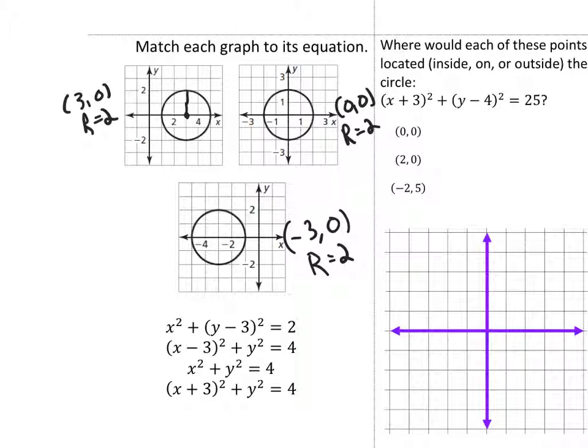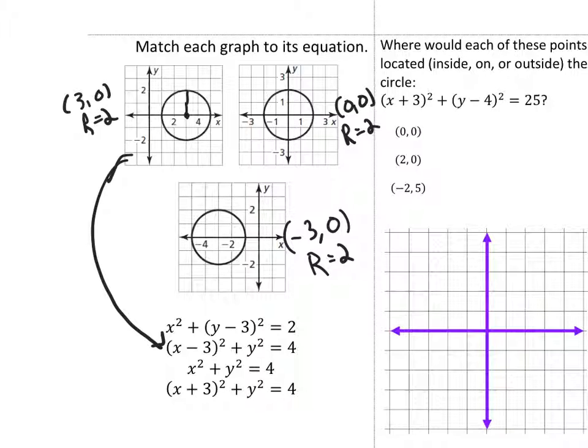So let's look at the first one. This would be (x minus 3) plus y squared equals what's 2 times 2? 4, right? So that means which one says (x minus 3) plus y squared equals 4? It would be this one right here. Okay? So that one matches with that one.